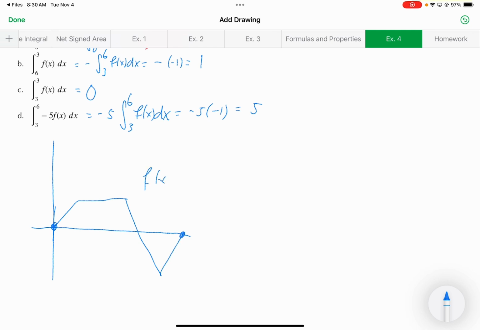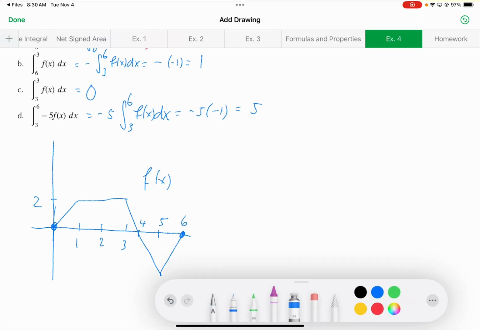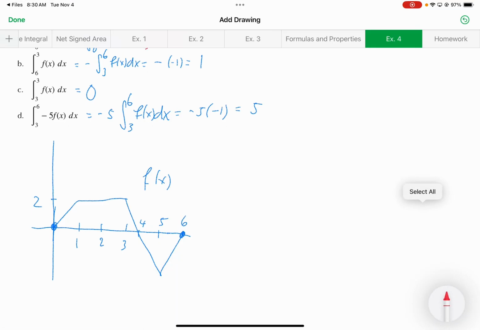And we're going to say that this is our function f of x. Whatever, 1, 2, 3, 4, 5, 6. Okay. And then I'm just going to say this goes down to -3, I guess. So let's draw a quick little piecewise function here.